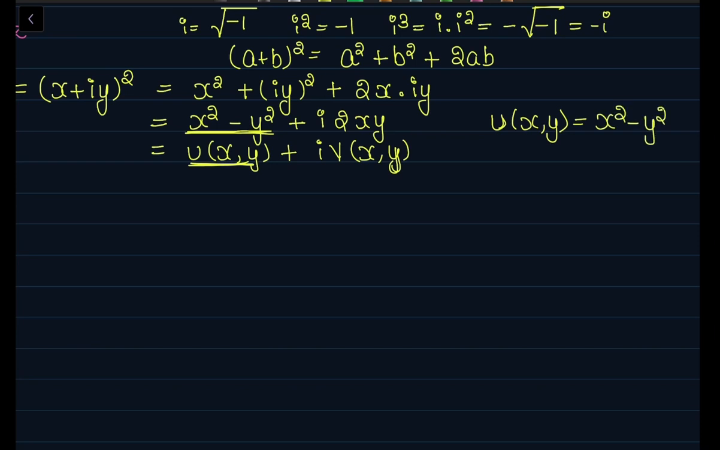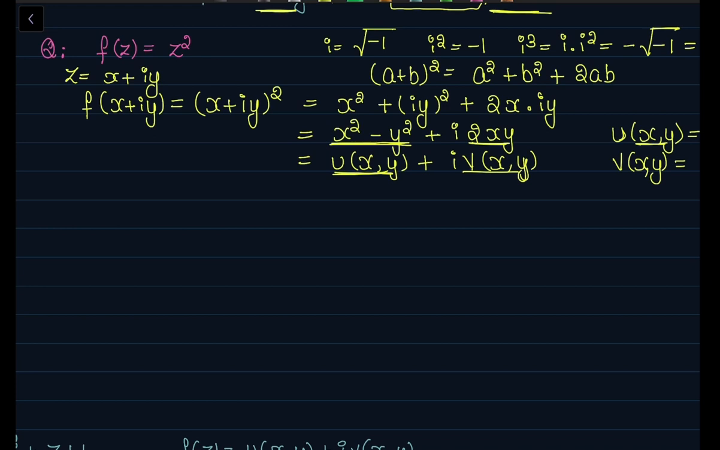यहाँ पे आप देख पा रहे हैं कि u जो फंक्शन है, it is a function of x and y. It means you are getting the variables x and y in this. And v of xy is what? v of xy, that is the imaginary part. So the imaginary part would be 2xy. Okay.